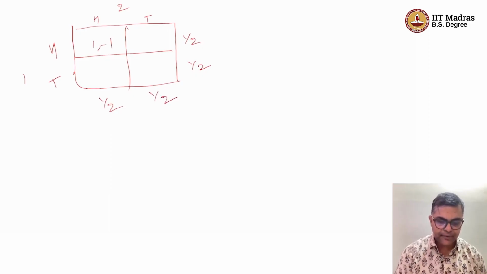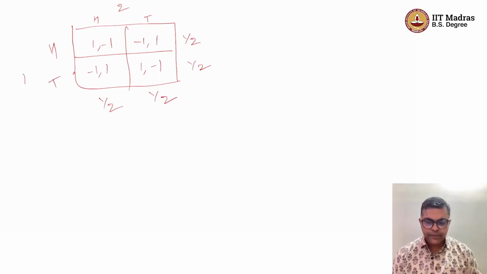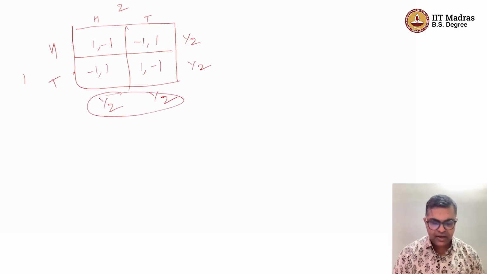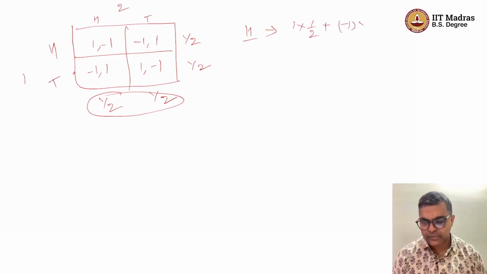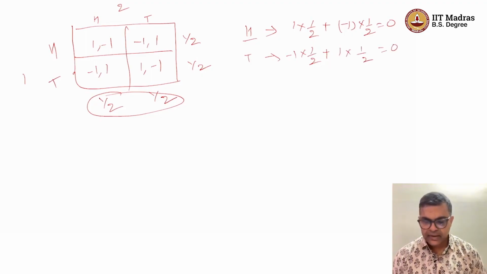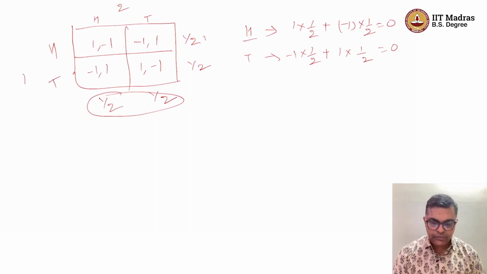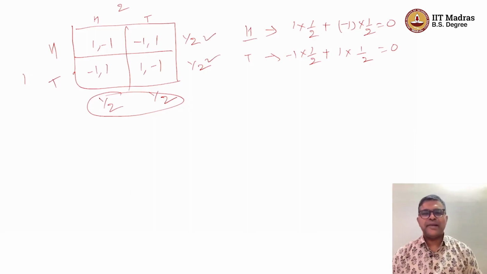If I write here the payoff: let us say player 2 is mixing using half and half. In this case, if player 1 plays H, what would he get? 1 multiplied by half plus minus 1 multiplied by half, that is 0. T also gives him the same 0. What is happening? And then we say that player 1 will mix using probability half and half.